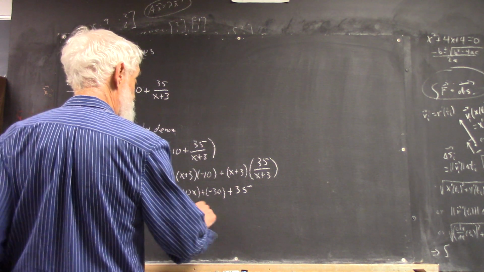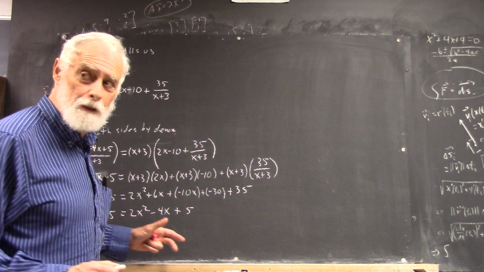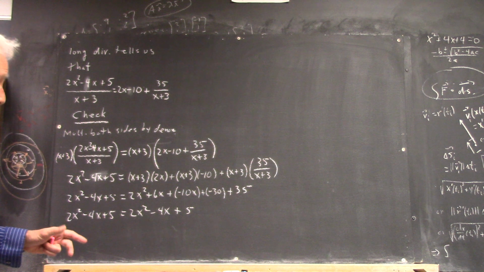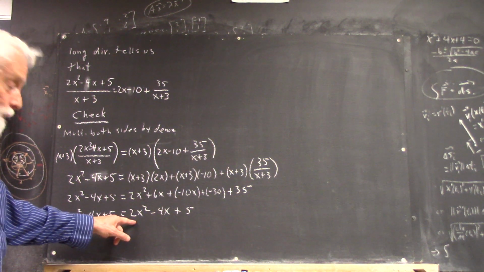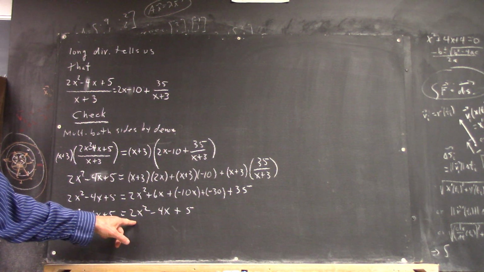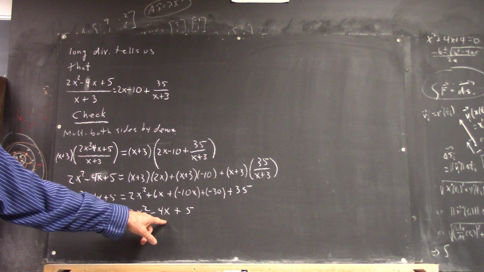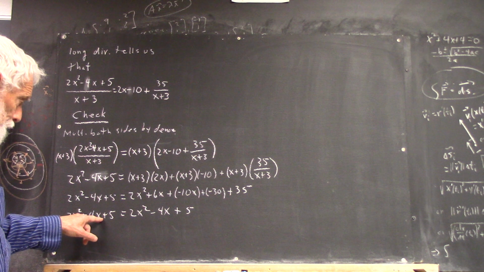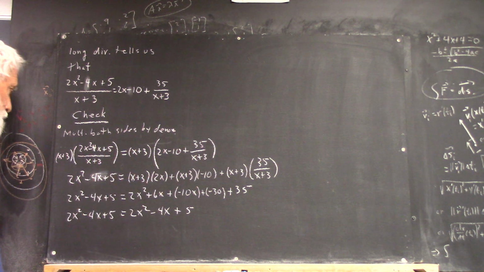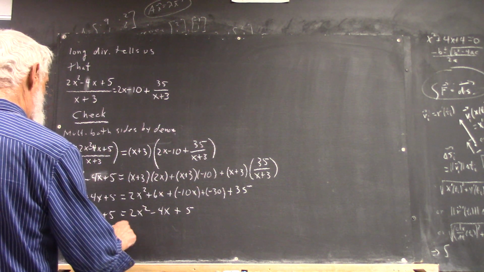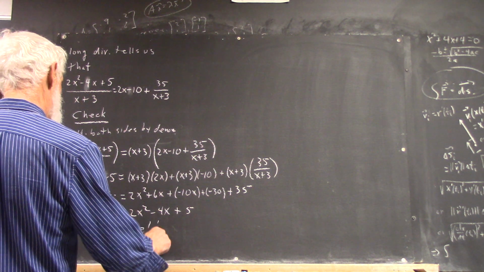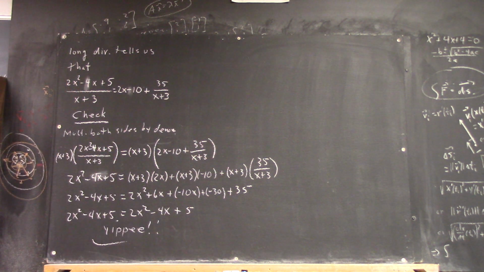It's plus 5. Now, I'm afraid to look, but let's check. 2x squared here. 2x squared here. So far, so good. Negative 4x here, well, doggone, negative 4x here. Plus 5 here, plus 5 here. Yippee. Okay?